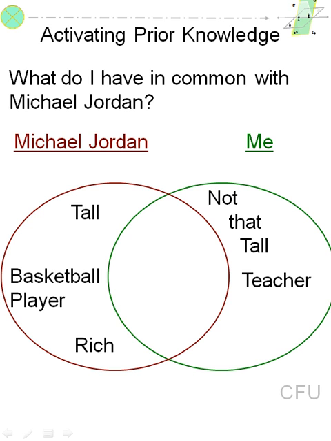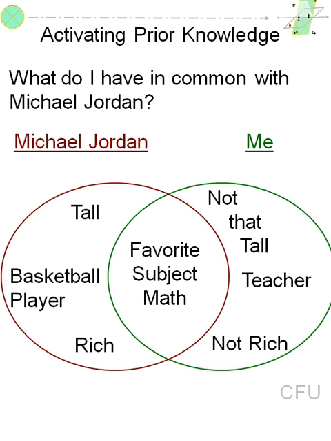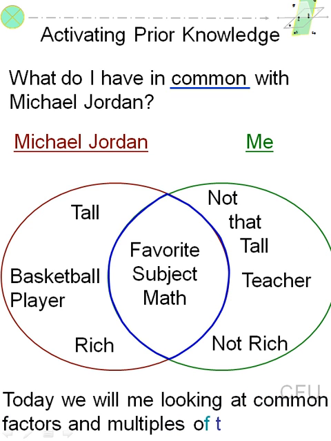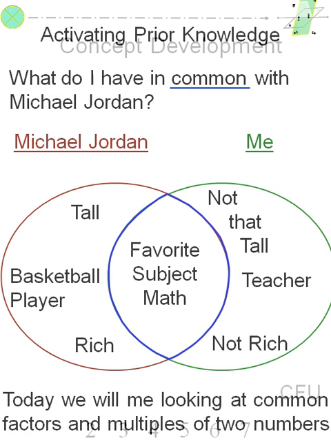But the one thing that actually got me to follow Michael Jordan in his career was the fact that he loved math. His favorite subject is mathematics. So out of all the things, what is the greatest common thing that we have? We both have our favorite subject is math. Well, guess what? We're going to use this process to do the same but with numbers. We're going to look at different numbers, and then identify which things those numbers have in common.